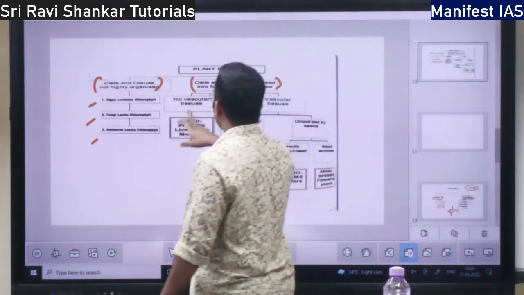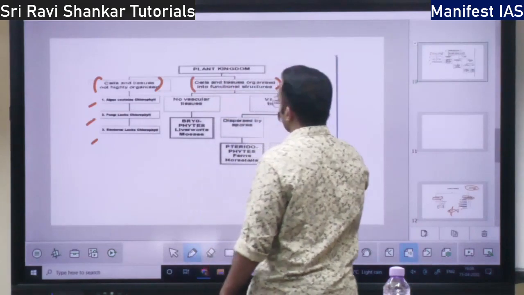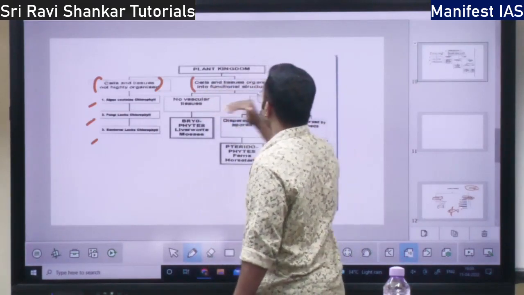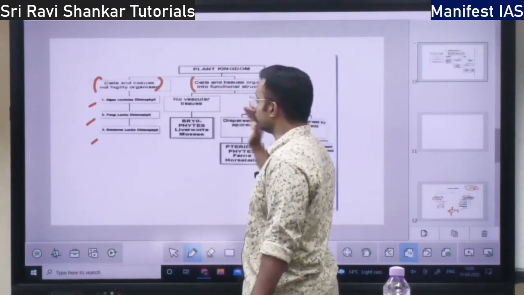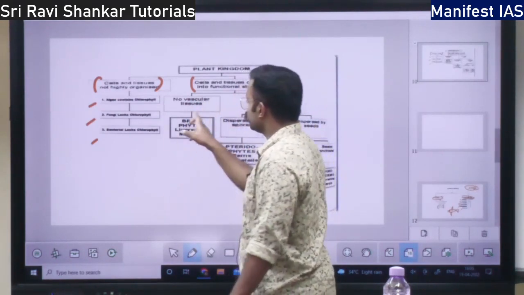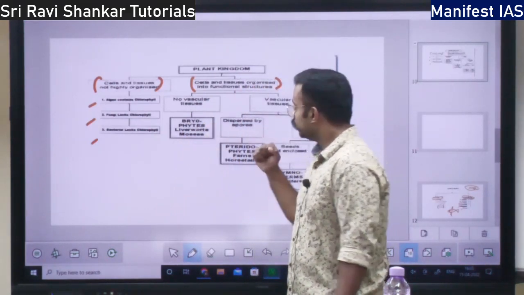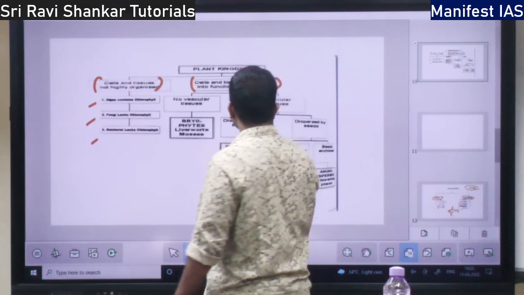So here, these three are unorganized. When it comes to organized, you have non-vascular tissues and vascular tissues. So non-vascular, that is, there is no xylem and phloem, that is your bryophytes. I showed you what a bryophyte is, right? And liverworts, mosses, all those things.